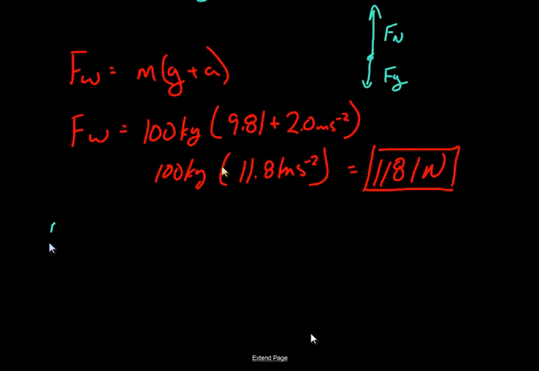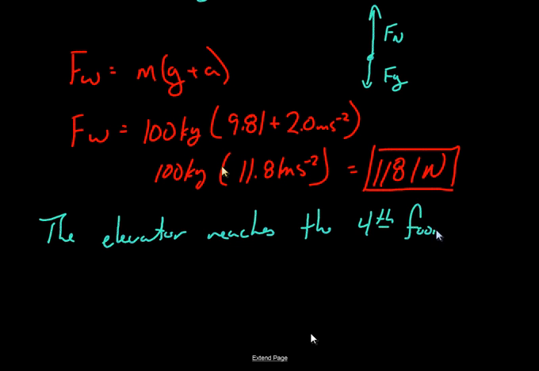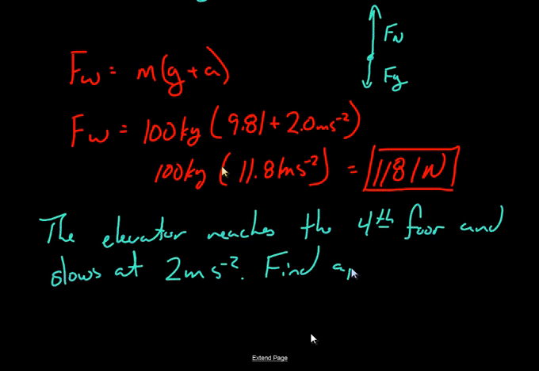Now, the elevator reaches the 4th floor and slows. Okay, so it's traveling up, so it's the same scenario. Travels up and slows at 2 meters per second squared. Find apparent weight while slowing down.